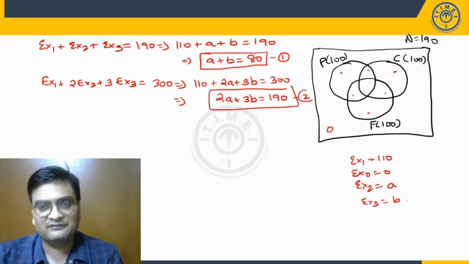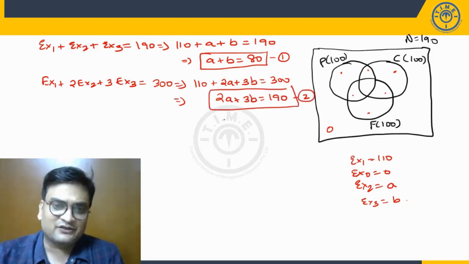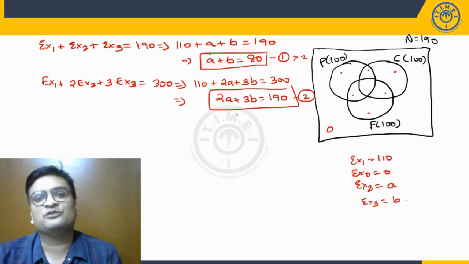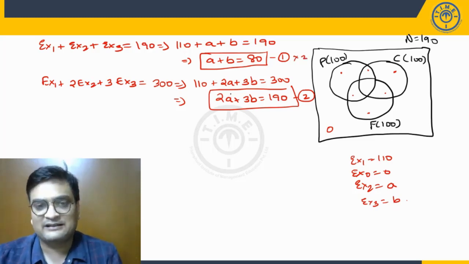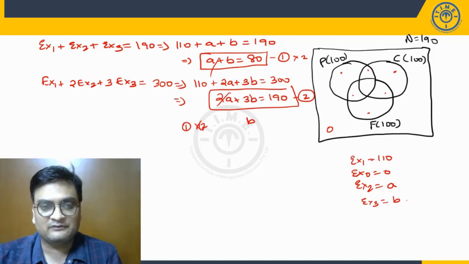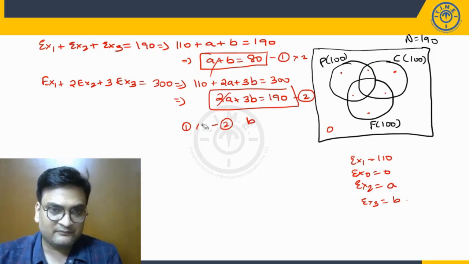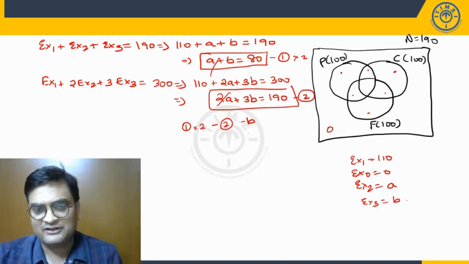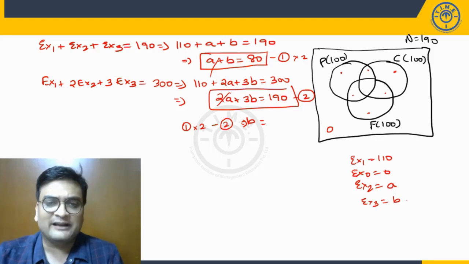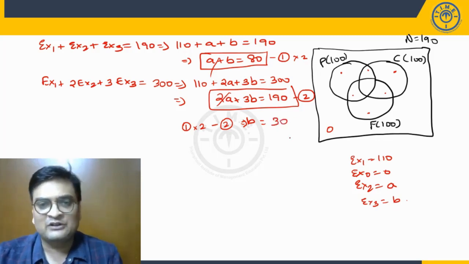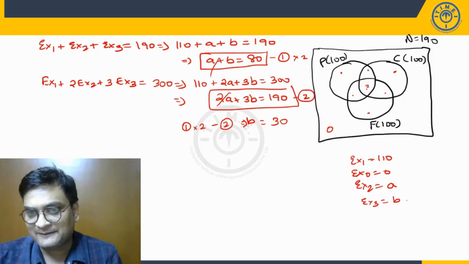Second equation. Now let's try to eliminate a here. When you try to eliminate a by multiplying equation 1 by 2 and subtracting, 2a minus 2a cancels out. 3b minus 2b is b. So basically equation 1 into 2 minus second equation gives us b will be equal to 190 minus 160, which is 30. So what was b? Exactly 3. So this is 30.